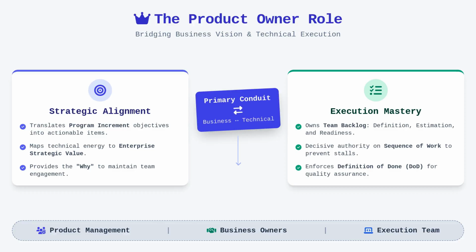Balancing the needs of stakeholders with the capacity of the team is the primary mechanism through which the product owner fosters alignment. Ultimately, this role ensures that the technical energy expended by the team maps directly to the strategic value defined by the enterprise.